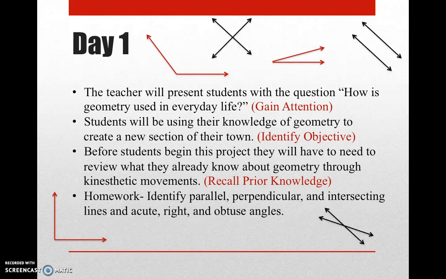But before we can do that, we need to make sure we have a solid understanding of different terms in geometry to be able to complete that task. So we're going to start with recalling our prior knowledge, which includes the different types of lines and angles, and students will go through the kinesthetic movements that they've already learned as a whole class, and then with their math partners before starting on their homework, which will include students being able to identify parallel, perpendicular, and intersecting lines, as well as acute, right, and obtuse angles.